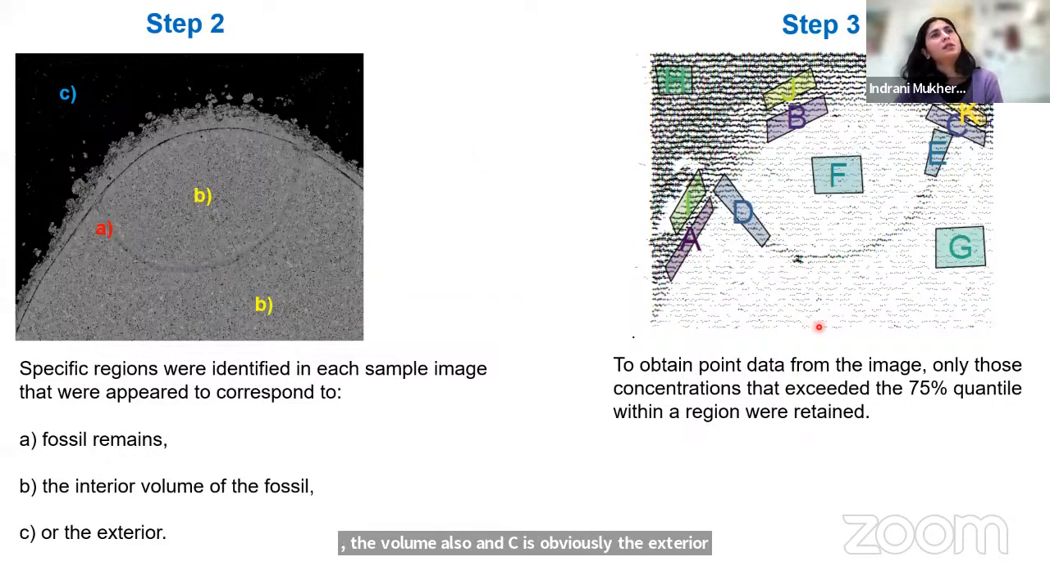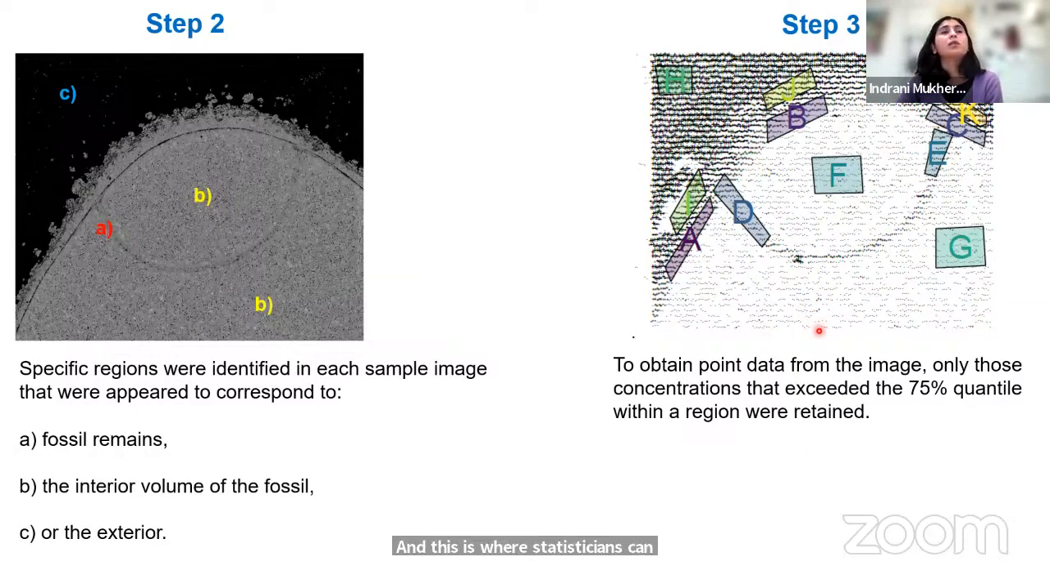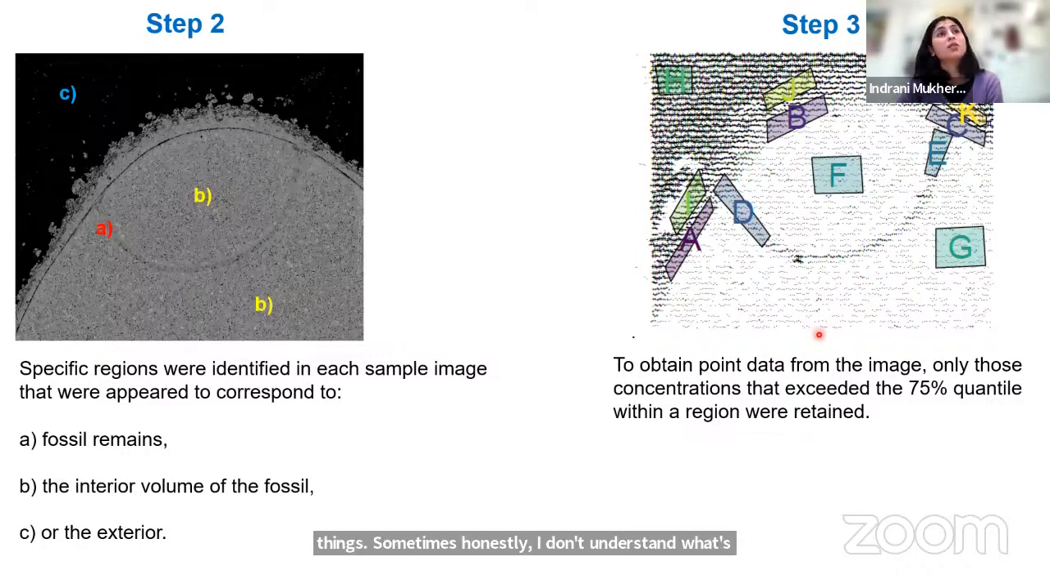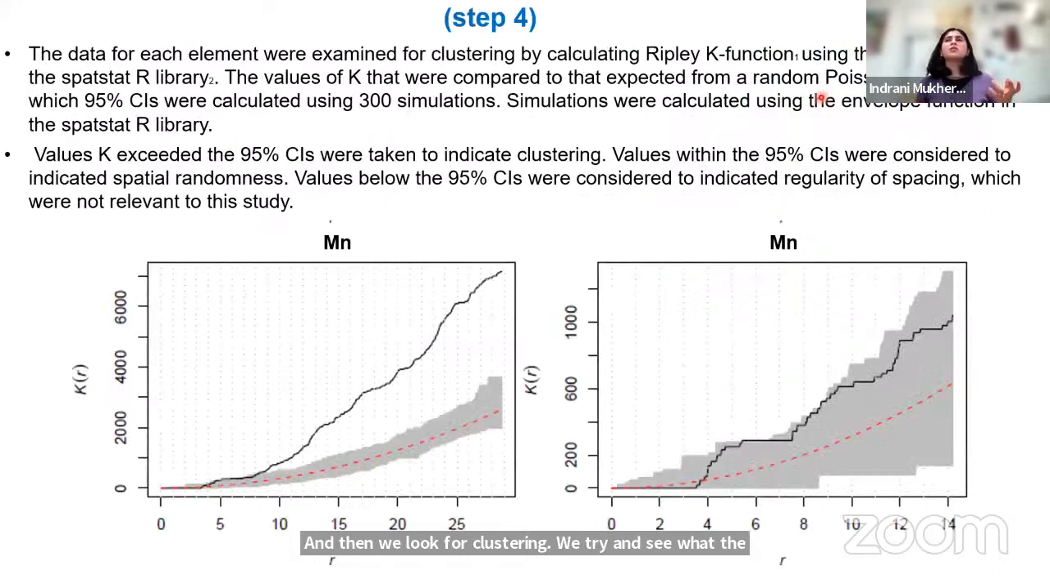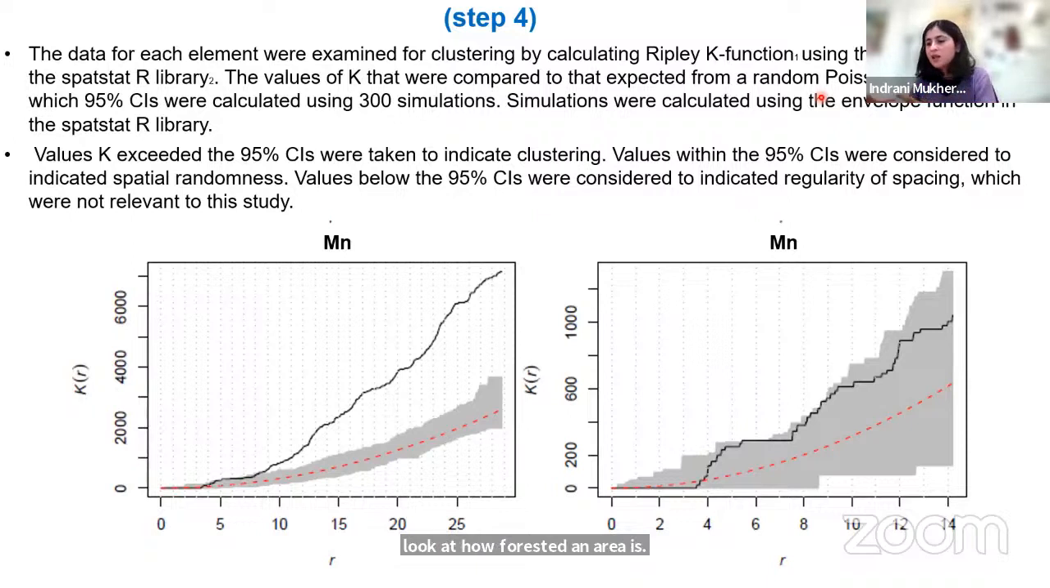And this is where statisticians can do all sorts of things. Sometimes, honestly, I don't understand what's going on, but it works, obviously, beyond my human comprehension, I tell you what. But essentially, what my collaborator tells me, is that we take the data from these regions and then we look for clustering. We try and see what the clustering tool tells us. So this tool has been used to basically look at how forested an area is. So the density of trees, are they closely spaced, or not?